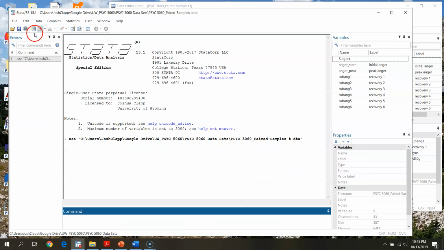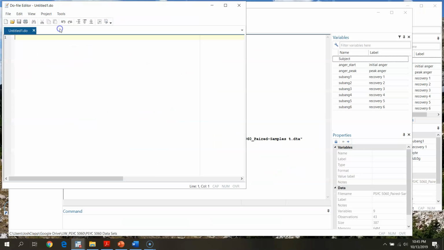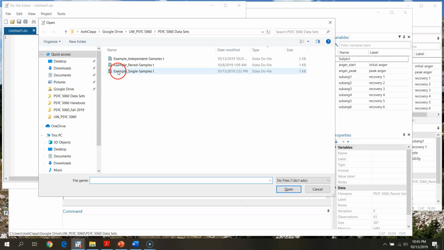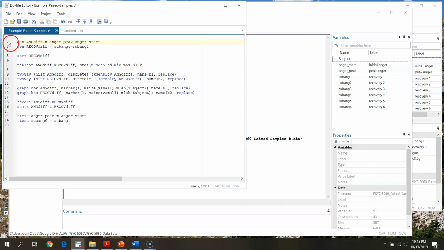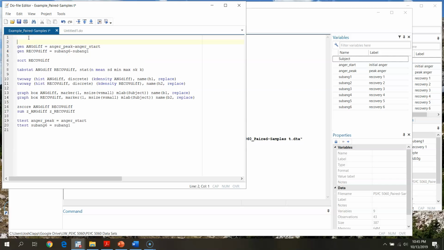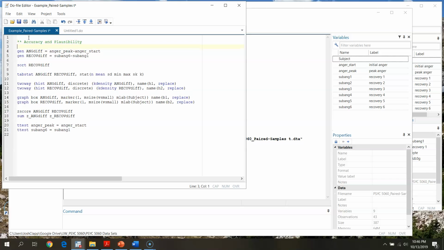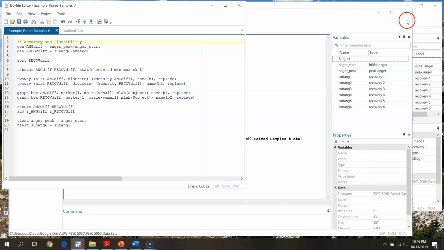What we're going to do is go up here and open up a do file. I've actually got one set up already for the paired sample screening and tests. So what we're going to start by doing here is, remember, anything with asterisks is a note. Stata won't read that as a command. We're looking at accuracy and plausibility here.